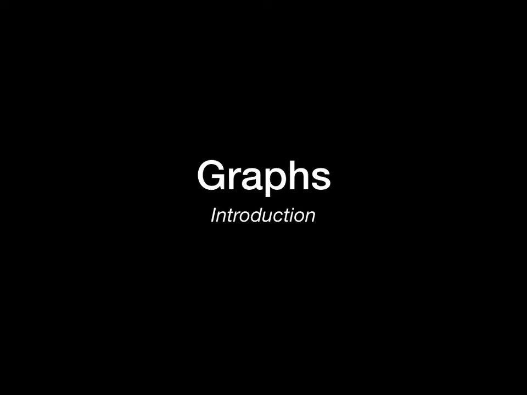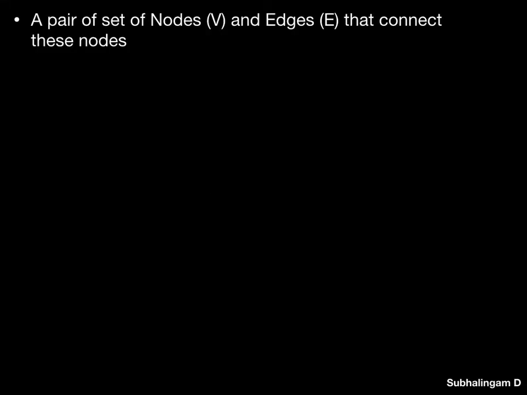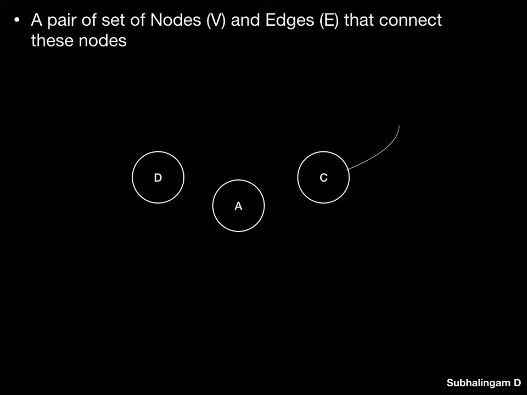Hi, in this video I would like to talk about the basic terms in graphs. So first of all, what is a graph? A graph is a pair of a set of nodes and edges that join them. So these are some nodes, and we have these lines connecting them called edges.